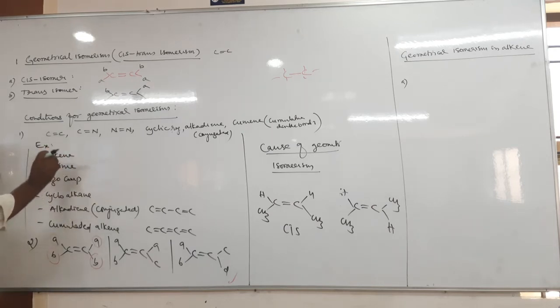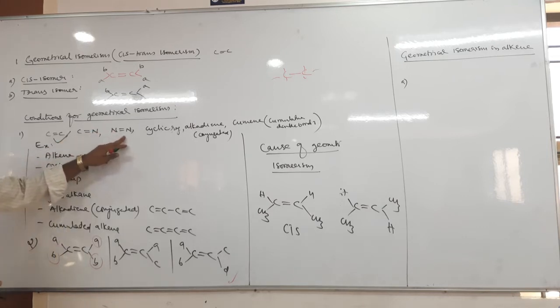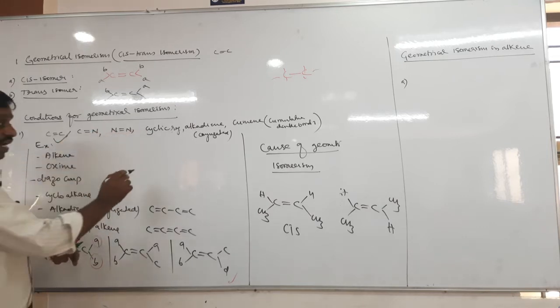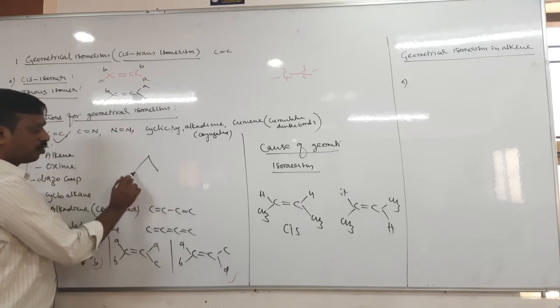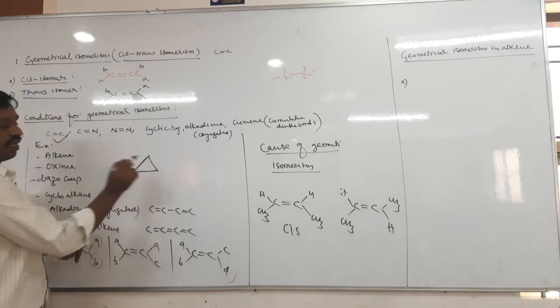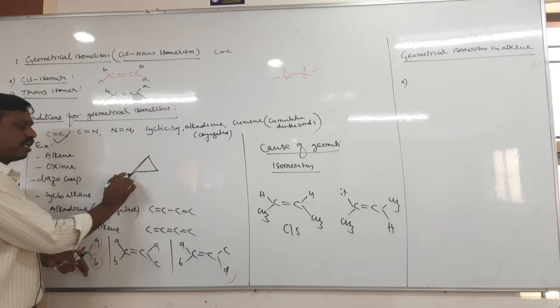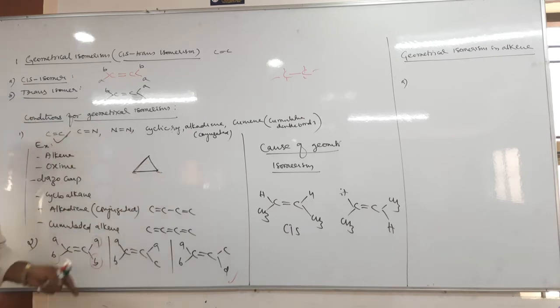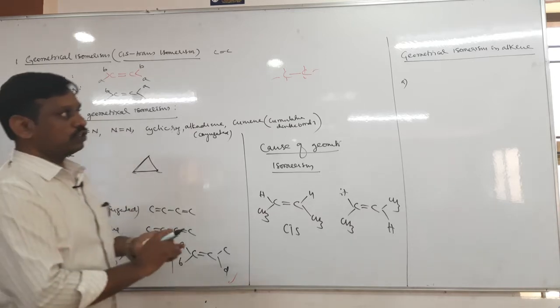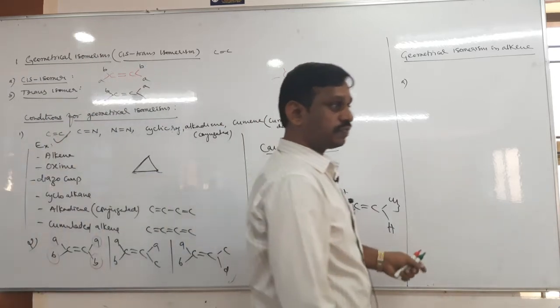Restricted rotation about the carbon-carbon double bond, usually in alkene. If you take oxime, carbon double bond nitrogen, or azo compounds, or a cyclic ring: in a cyclic ring there is restricted rotation about the carbon-carbon single bond. If you take a cycloalkane, it has carbon-carbon single bonds only. Okay. Better. Geometrical isomerism in alkene.